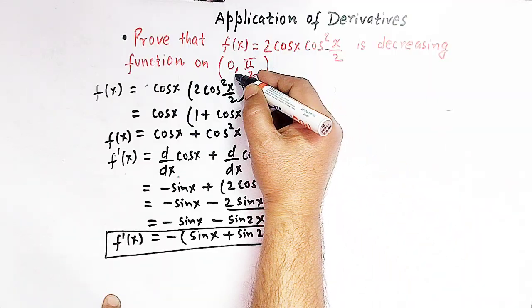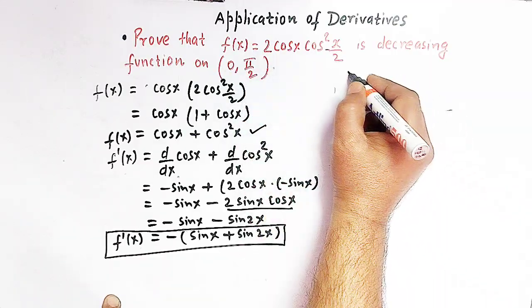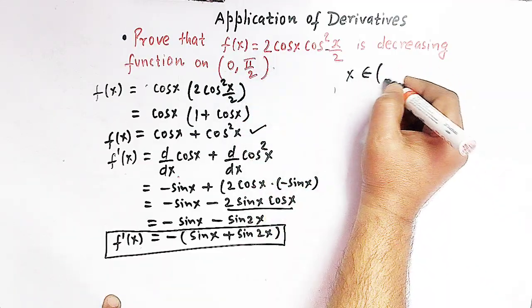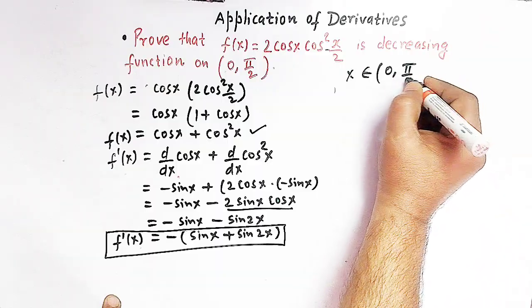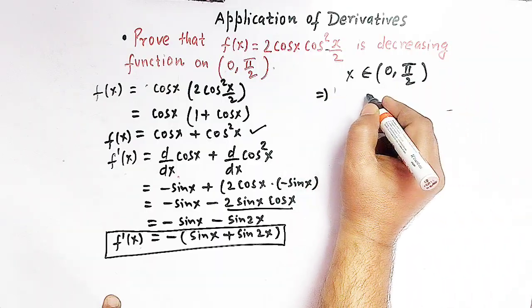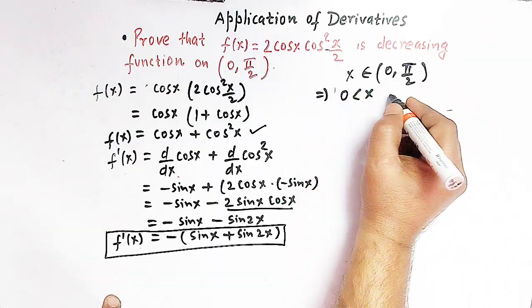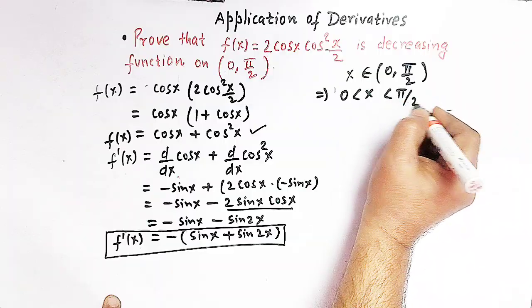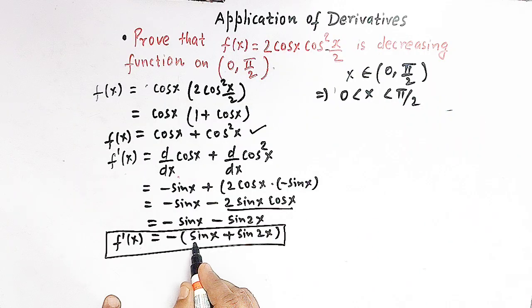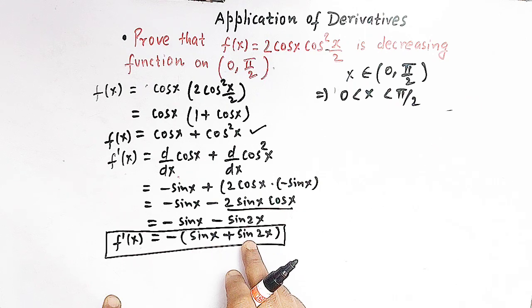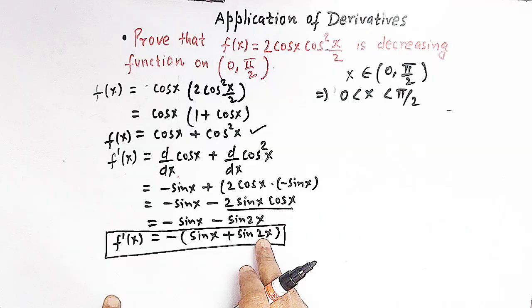So now let us see this interval. Here x belongs to 0 to pi by 2. So this suggests that x should be greater than 0 but less than pi by 2. Now here we have the combination of two terms, that is the sum of sine x and sine 2x, right?